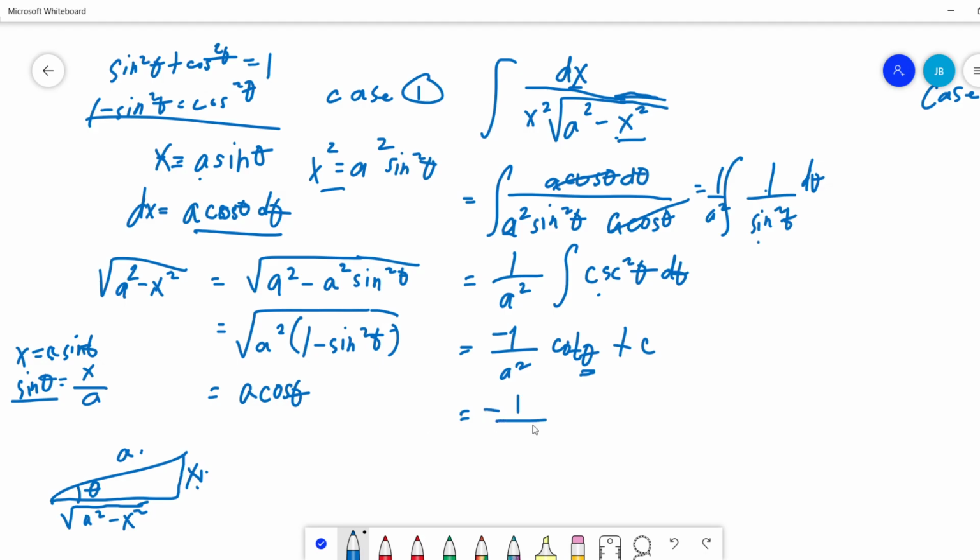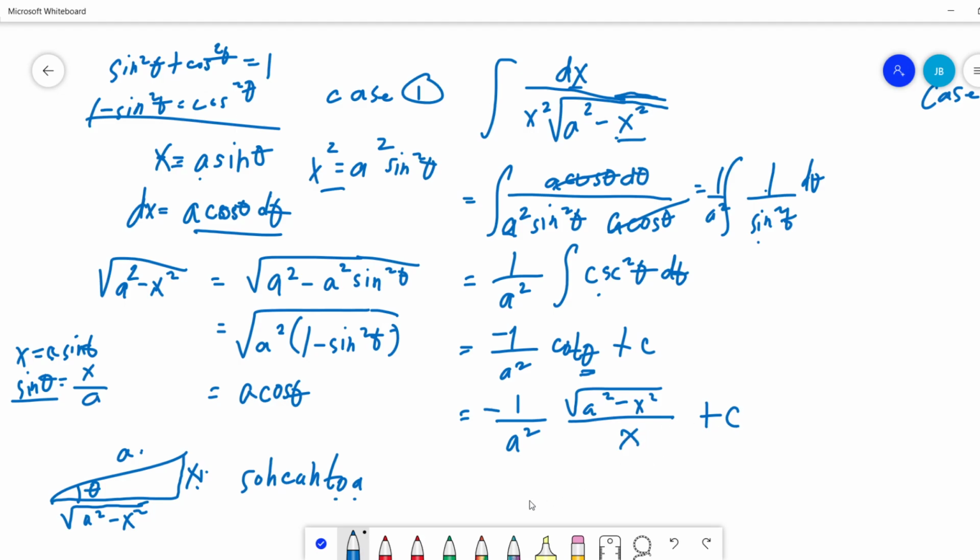Therefore, that is 1 over a squared. Okay, so the reciprocal of cot is tan. So this is adjacent over opposite. Therefore, what is the adjacent of theta? That is the square root of a squared minus x squared all over opposite, which is x plus c.